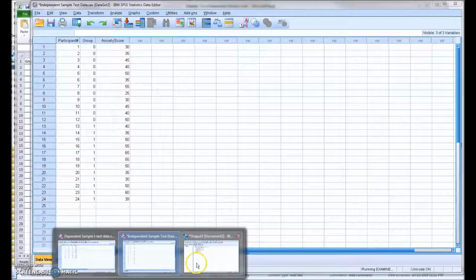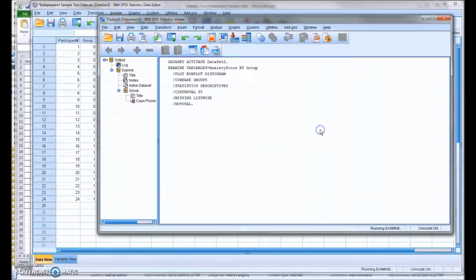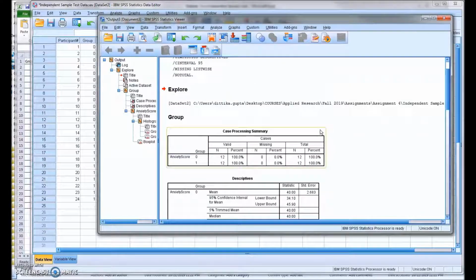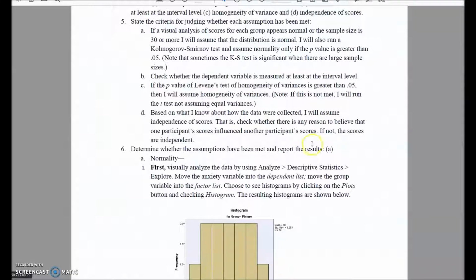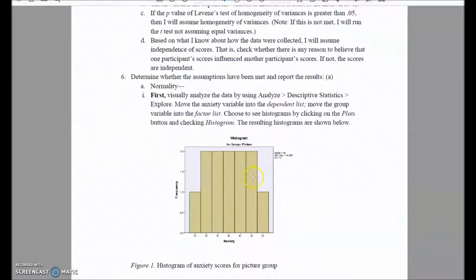So my output should open up, and this is what opens up. This is the histogram. If you look at the histogram, it nearly does look like a normal distribution. So I could say the visual representation shows that it satisfies normality.